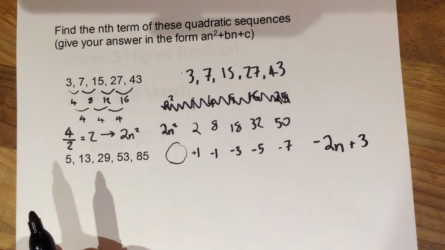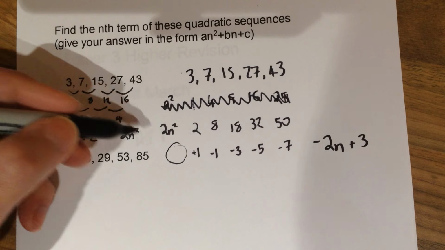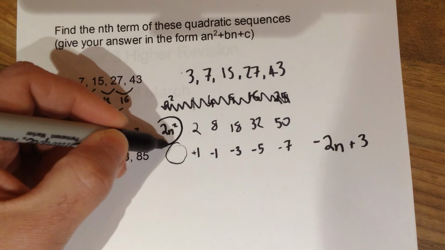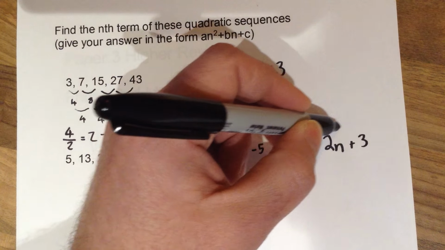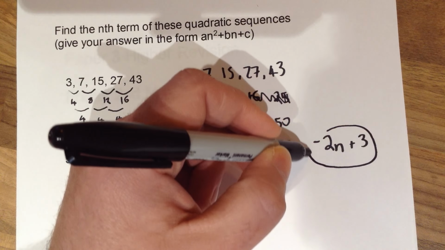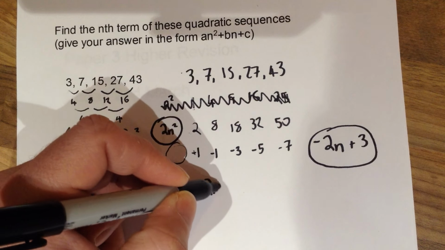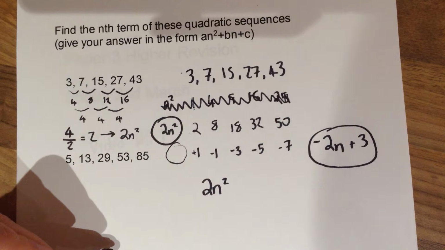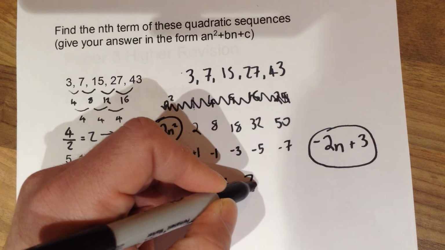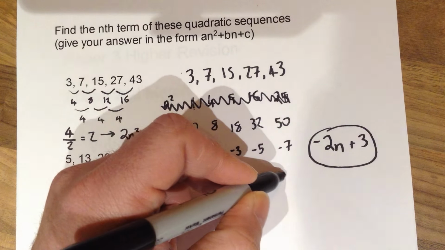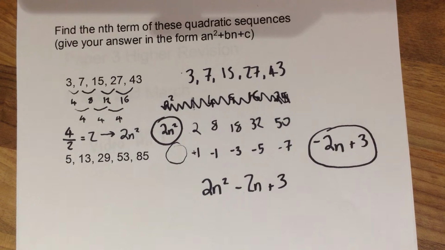So plus 3. So what I need to do is combine the 2n squared with this newly found minus 2n plus 3 to give us that the nth term of the quadratic sequence we started with is 2n squared minus 2n plus 3.